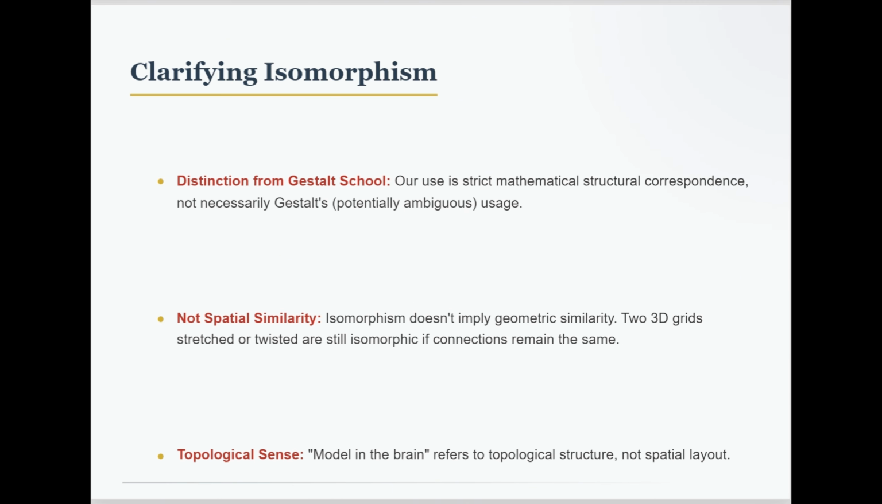Now, before we get too excited, let's be crystal clear about what we mean by isomorphism. Some folks, especially in the Gestalt school, used a similar term, but maybe a bit fuzzier. We're sticking to the hardcore mathematical definition here. It's all about the formal properties of the connections, the structure, not about looking alike. Imagine a 3D mesh like a fishing net. You can stretch it, twist it, crumple it. As long as you don't tear it or add knots, the fundamental connections stay the same. That stretched out net is still isomorphic to the original. When we talk about a model in the brain, we're talking about this topological structure, this pattern of connections, not some little picture painted inside your head. Got it? Good. Let's move on.